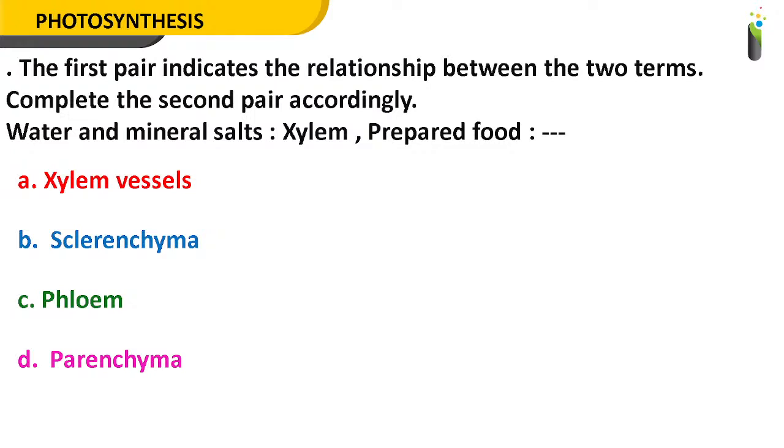Well, the answer for this question is quite easy. It is phloem. You might be knowing that xylem is basically the water conducting tissue, whereas phloem is the food conducting tissue.